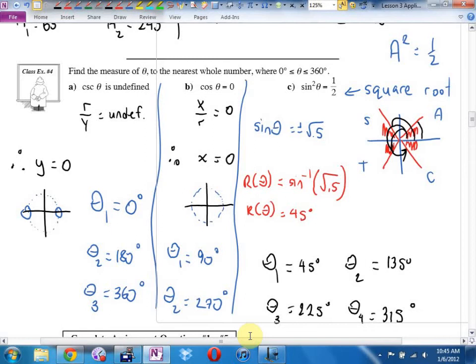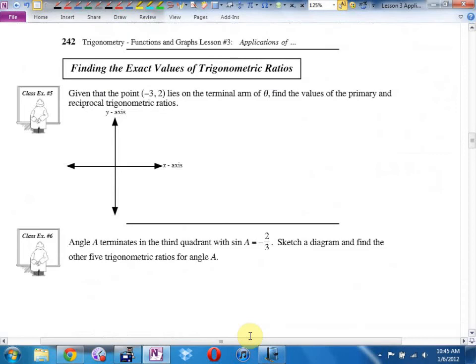Turn the page. Three more and we're done. Not only can we use reference angles in the cast rule to solve trig equations, with, I would say, a fair bit of writing, but not that much having to think. It's a nice little algorithm. Just follow all the steps, and it seems to take care of itself. We can also use it to find exact values, like example 5. It says, given that the point -3, 2 lies on the terminal arm of theta, find the values of the primary and reciprocal trig functions.